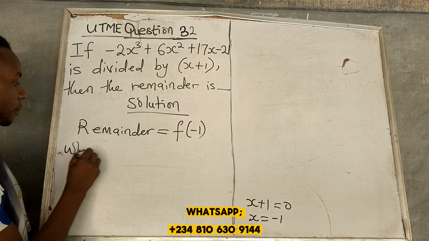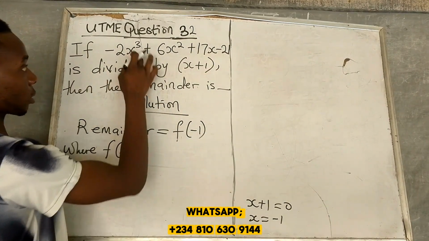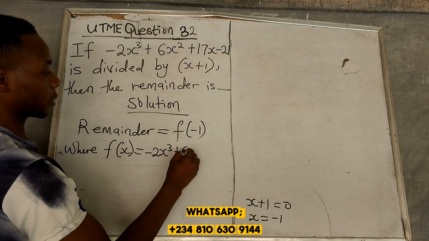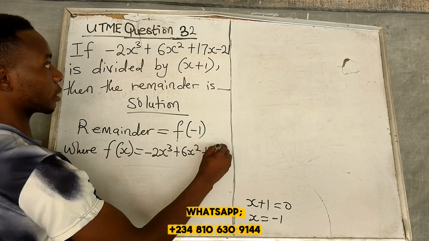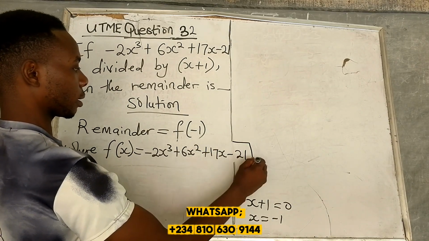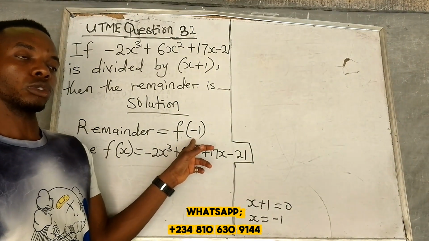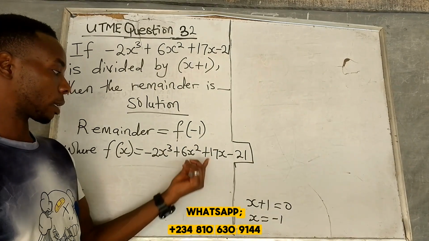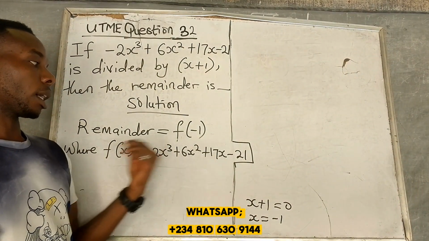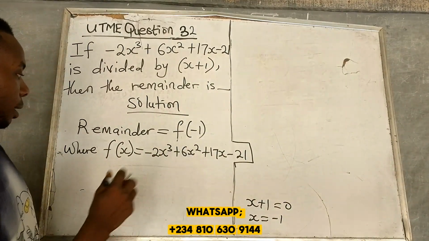Where f of x is equal to this, because this is in respect of this: minus 2x cubed plus 6x squared plus 17x minus 21. Just put it here. So in respect of this, that is what you're going to use for f of minus 1. Which means that wherever I see x in this particular question, I'll impute minus 1.